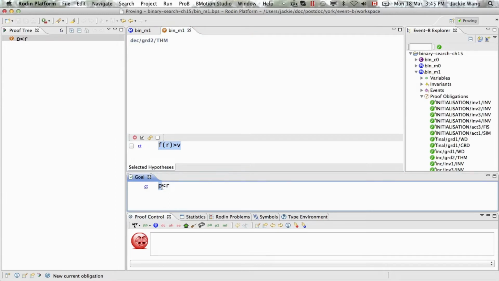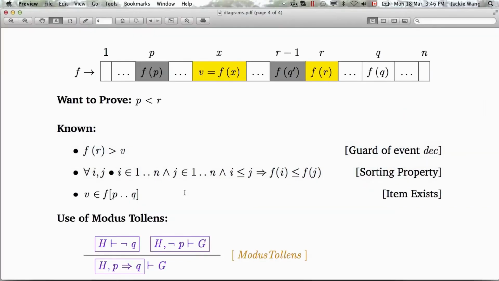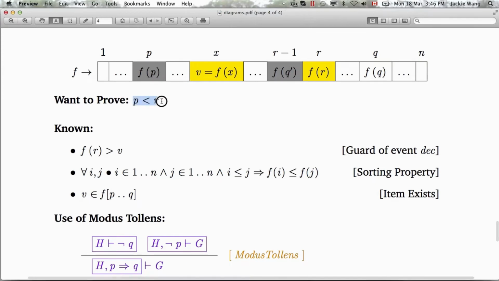What we have to do instead is to search for the relevant hypothesis from the axioms in the context and the invariants in the current machine. That's what we are supposed to do. But before we do that, let's look at a visual intuition of how we are supposed to tackle the whole proving process. First of all, what we are supposed to prove is that P is less than R. So P over here is less than R. In other words, P is to the left of R.